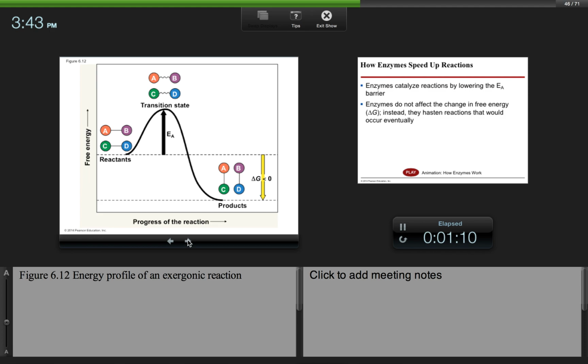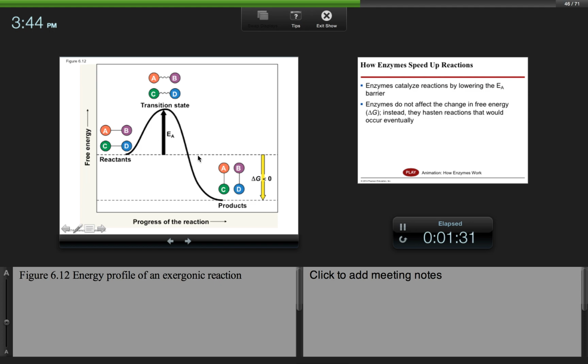So here is an energy diagram where we have our reactants here. Our transition state is when the bonds are breaking. This is the activation energy, the energy required to start this chemical reaction. And then these reactants get converted to products.